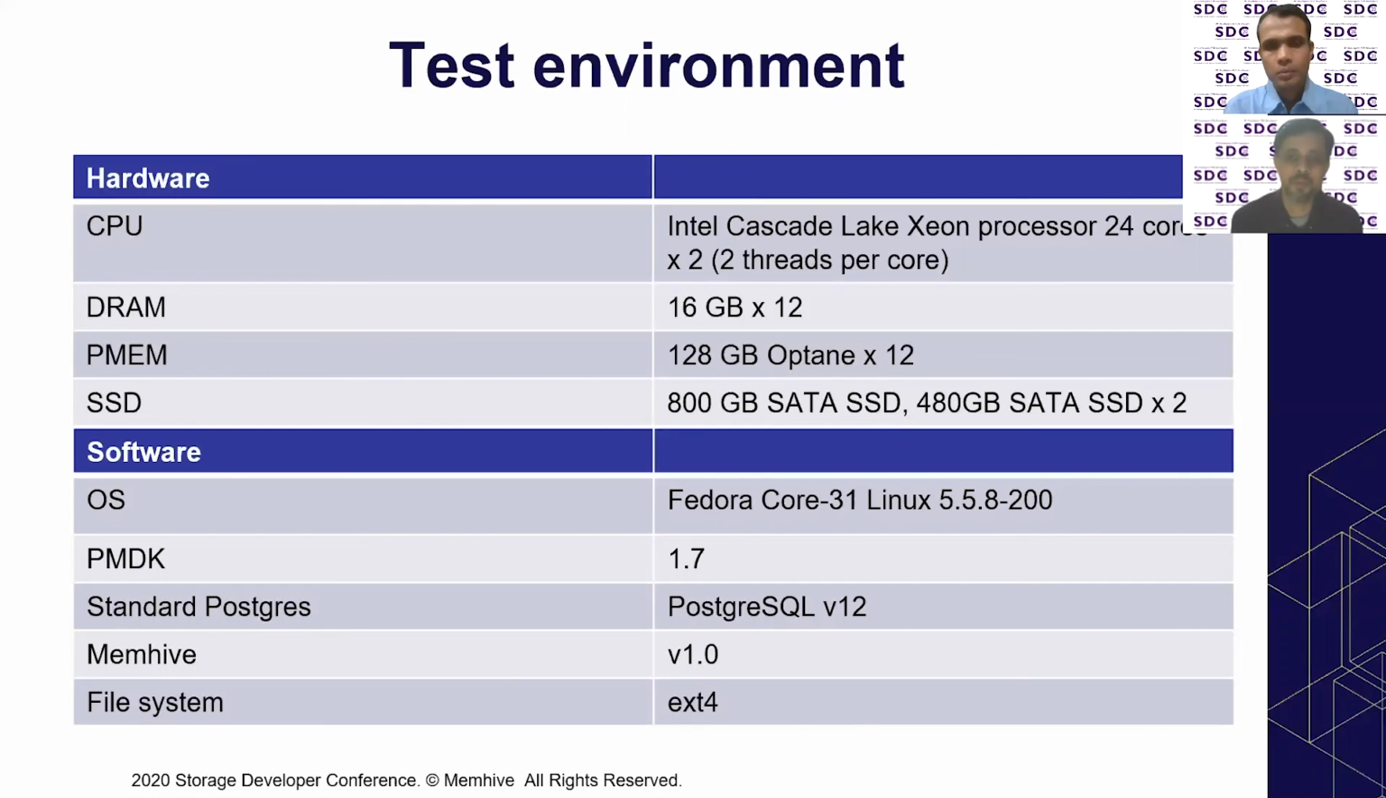Memhive on Fedora Core 31 Linux. The PMDK version we have used is 1.7. The memhive is actually a Postgres variant. That means Postgres at version 12 has been taken, and the features on top of that are called memhive. So the base version that we have tested memhive against is Postgres version 12, which is currently available. The file system that we have used is ext4.